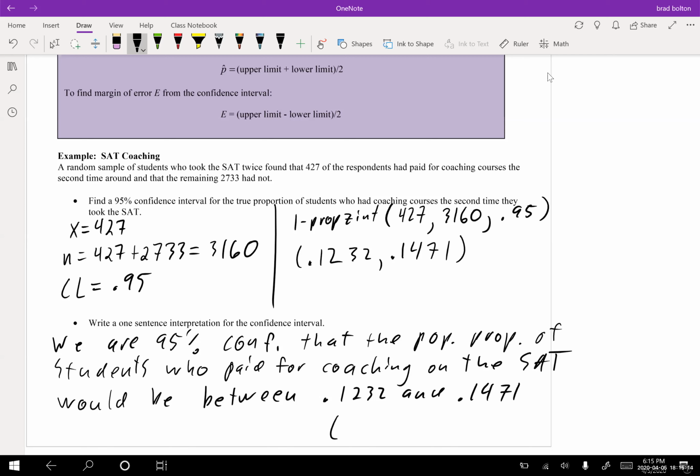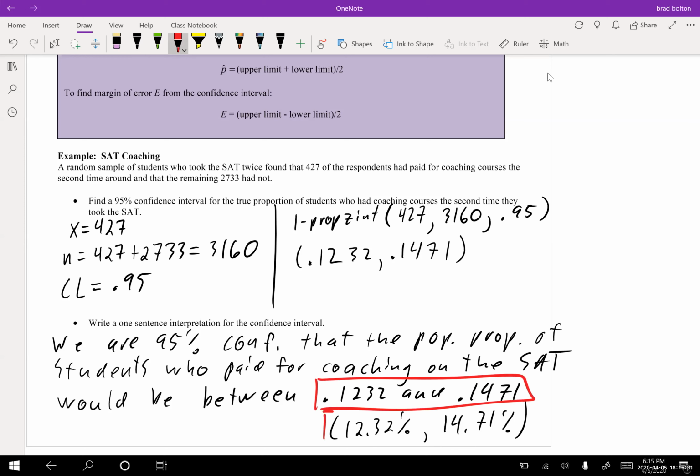And you could even do percentages. You could even have done this, 12 point, maybe because talking to somebody, percentage would make a little more sense to them. So you could do it that way. And both of these would be correct. This is correct as well as this. Either one of those would have been right. But you're just explaining to somebody that I don't know the exact way the population will behave, but I know it's going to be somewhere in between 12.3% and 14.7%. That's how many people in the population, I believe, are going to pay for coaching the second time they take the SAT. And I'm not 100% sure, but I'm 95% confident.